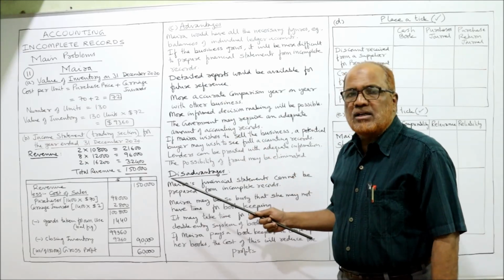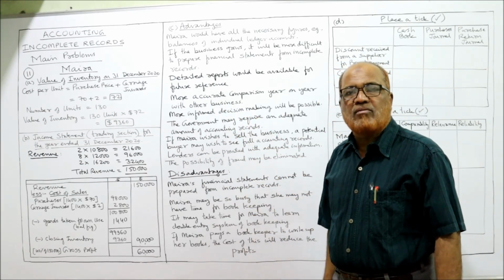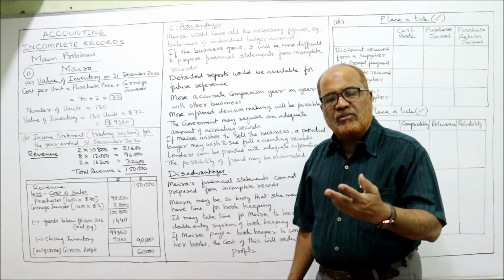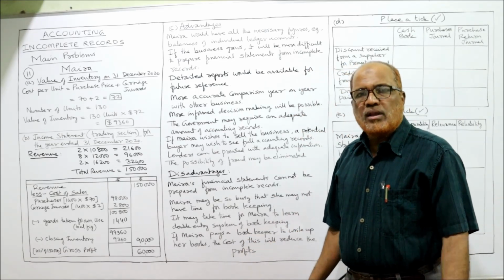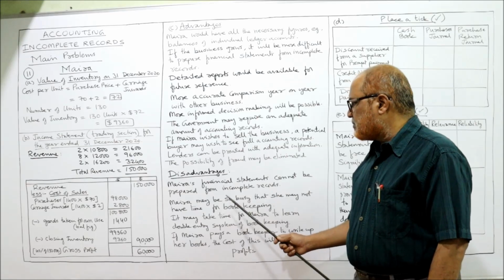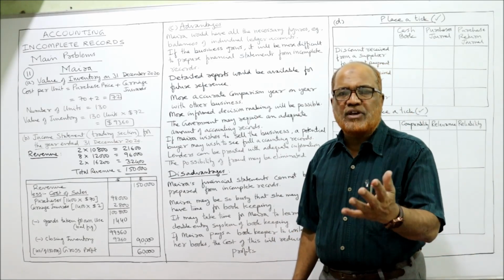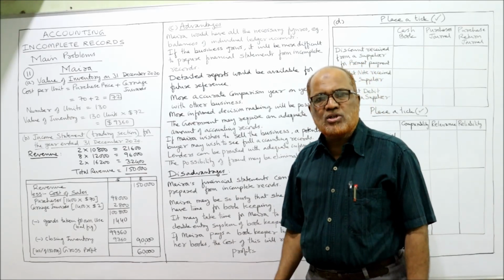These are all the advantages. The question is asking only 2, but I have explained 6 to 7 advantages. If you remember only 2, that will be sufficient in the examination. Now disadvantages. What are the disadvantages? Myra's financial statements cannot be prepared from incomplete records. First disadvantage of keeping incomplete records: she cannot prepare the financial statements.